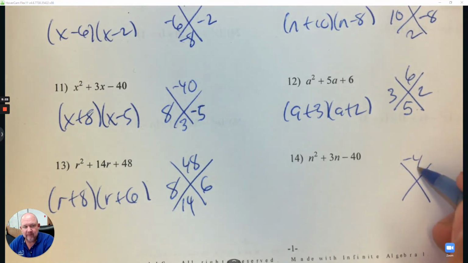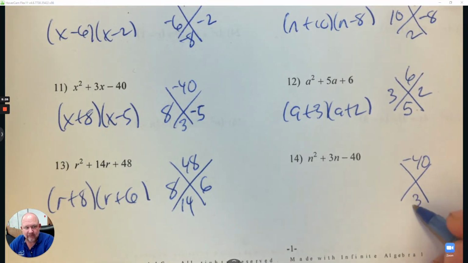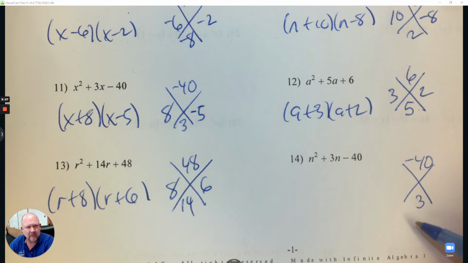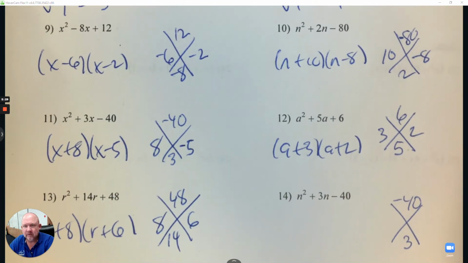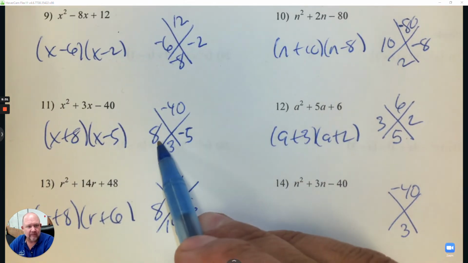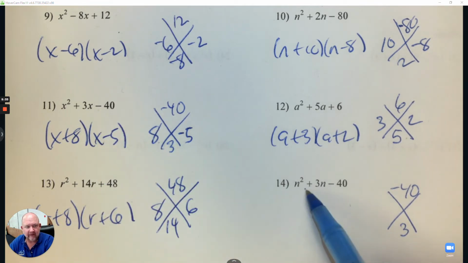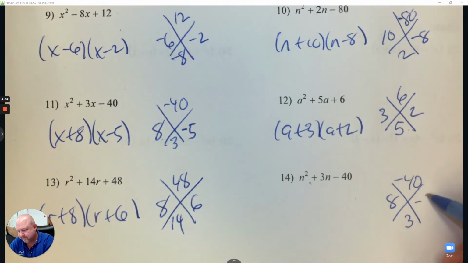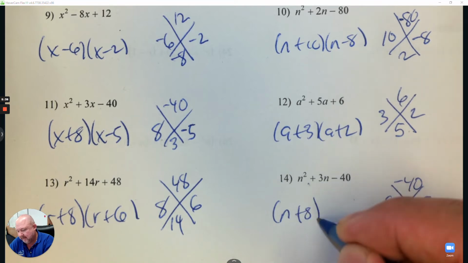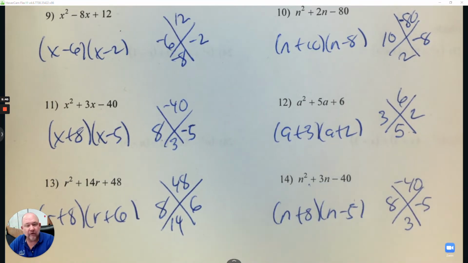Two numbers that multiply to negative 40 and add to 3. Didn't we just do that one? Where did I do that one? Like right here, right? Is that the same one? It's the same question. Different letters. Ha. Oops. So n plus 8, n minus 5. All right, turn the page.